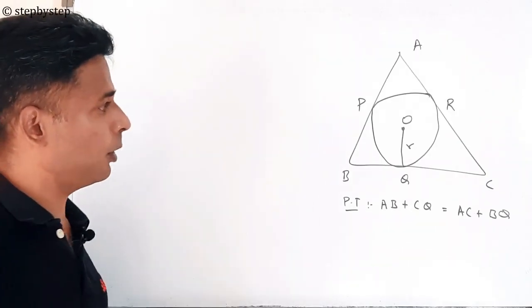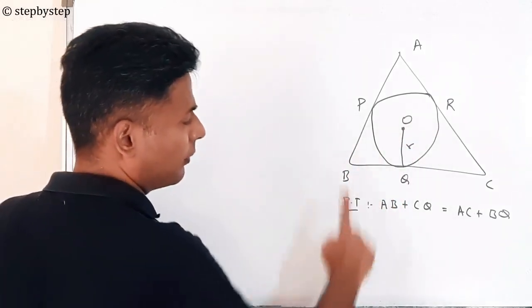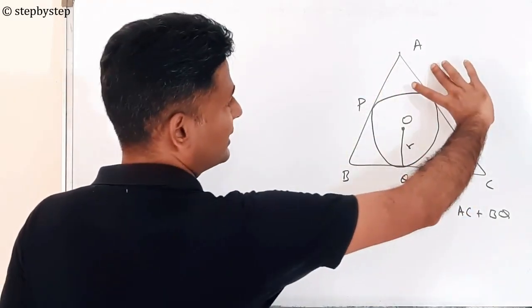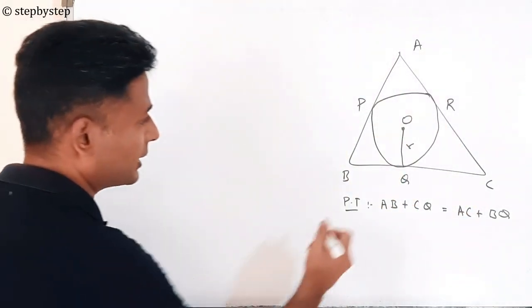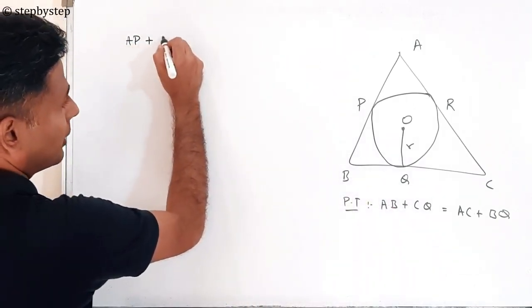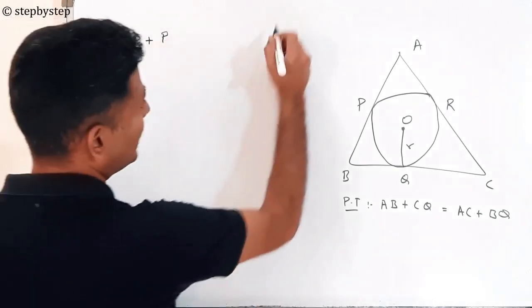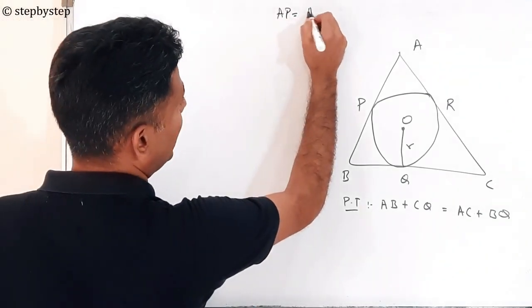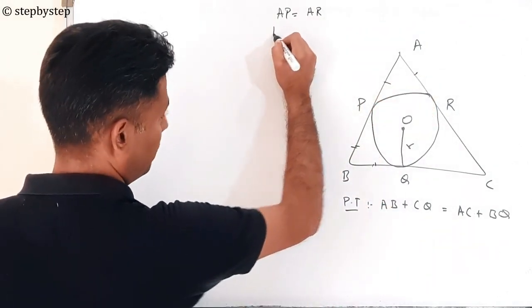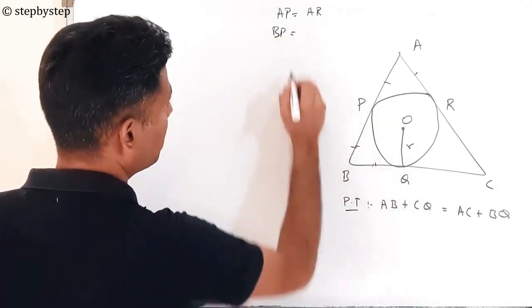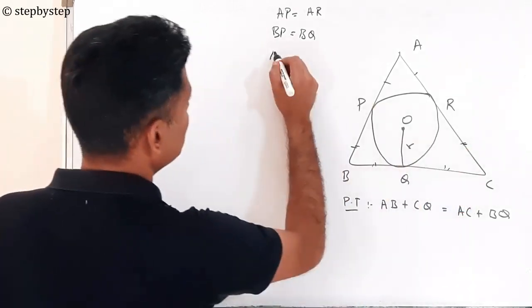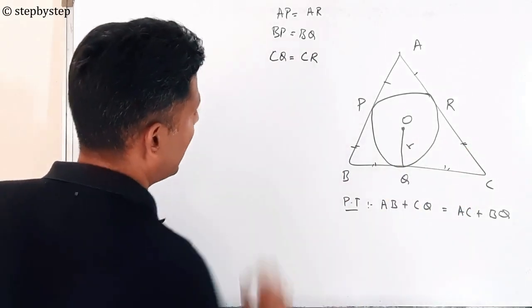Alright guys, this is the next problem. They have given you this figure and the points, and they have asked you to prove AB plus CQ equal to AC plus BQ. Now how do we do this? Now AB is of the form AP plus, okay, you guys know this, right? AP will be equal to AR, BP will be equal to BQ, and this will be equal to this. So CQ equal to CR.